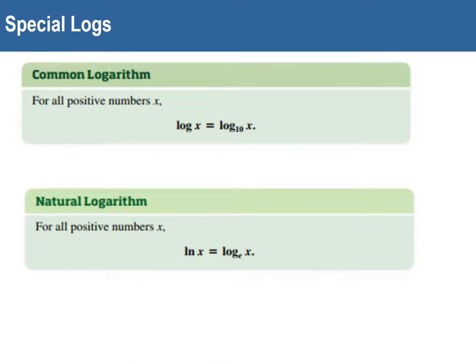So we have two special logs. The common log is log base 10. So if you ever see a log without a base, that's base 10. And the natural log, whenever you see ln, that is log base e.